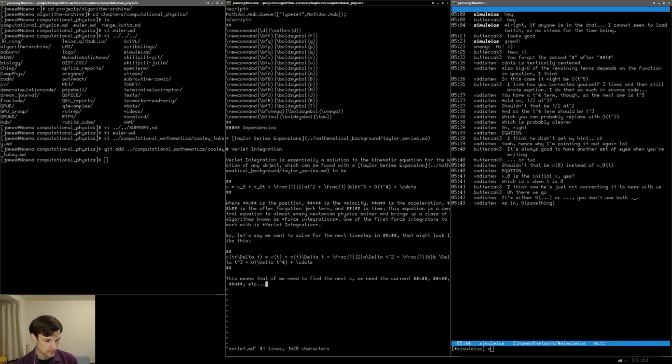We need the current x, which is fine. However, we can calculate x with less knowledge if we play a trick. Having dots doesn't really make sense. Wait, why not? One second.